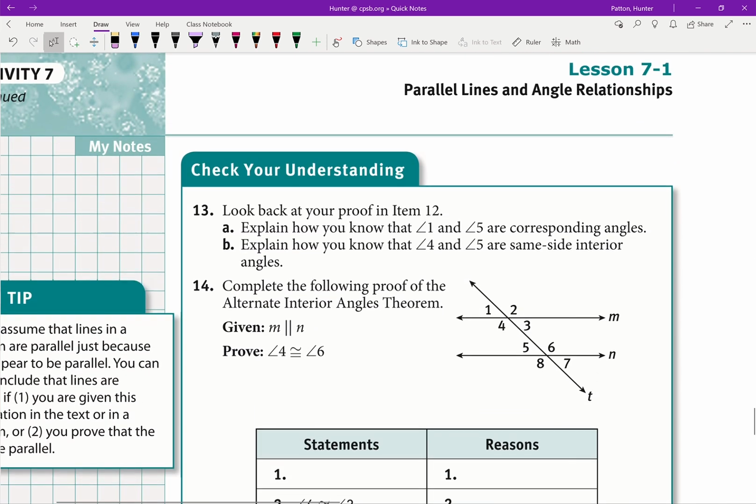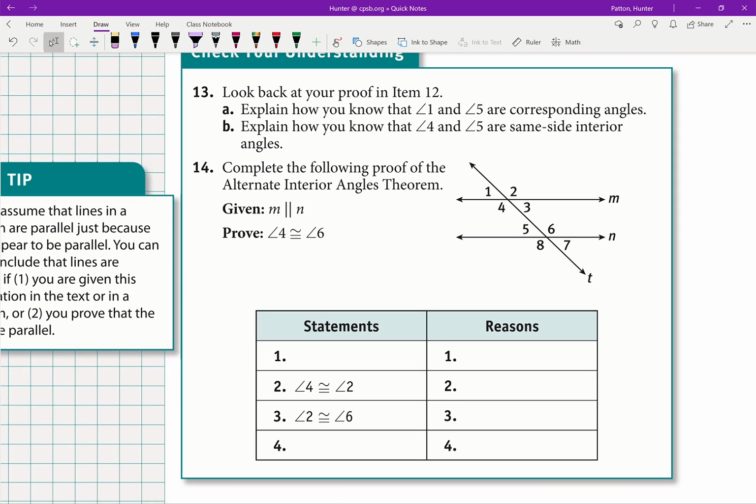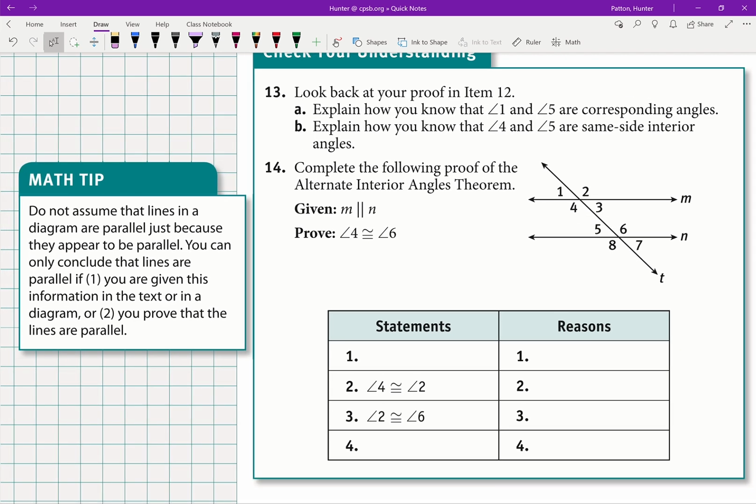All right, moving on. Turn the page. All right, I want you to pause the video and do number 13 and 14 on your own, and then we will be finished, guys. This is the last of this lesson. All right, and we're back. Number 13. Look back at your proof in item 12. Explain how you know that angle 1 and angle 5 are corresponding angles.